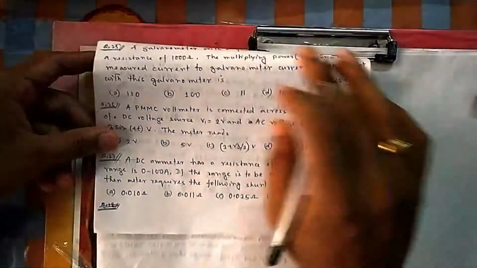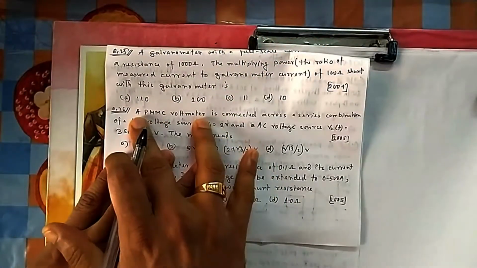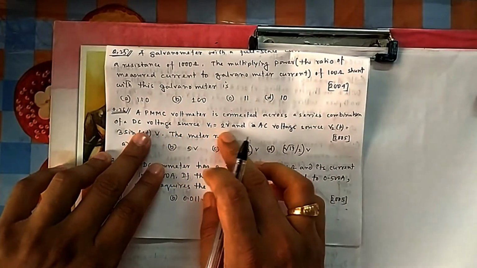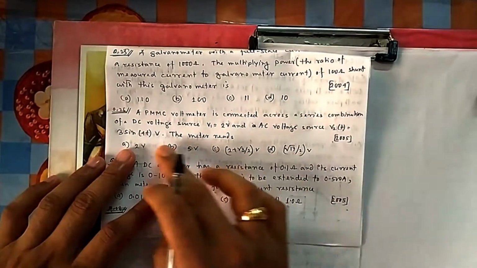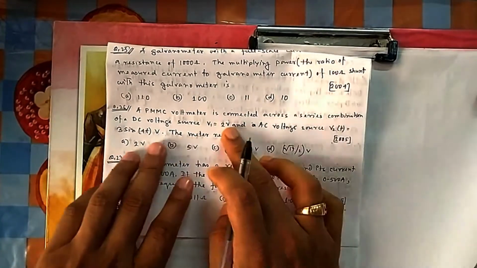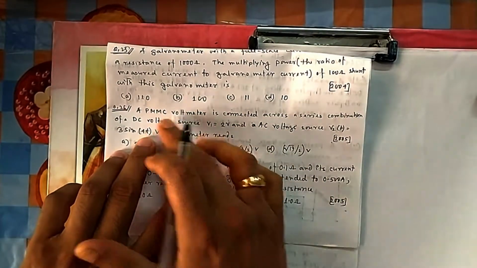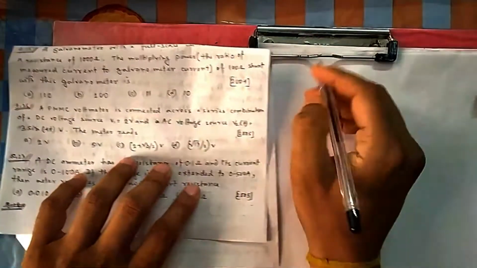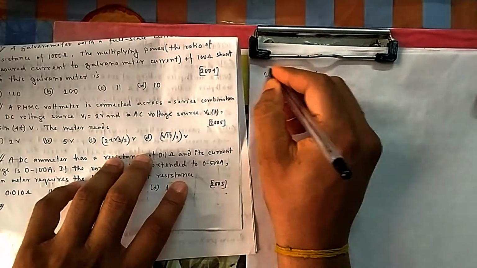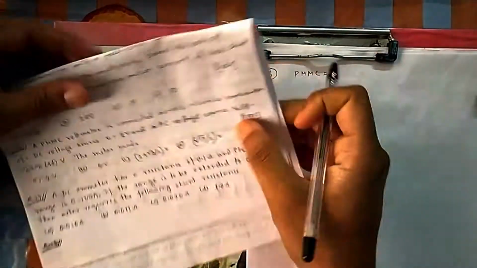Okay, if we start with question number 26, a PMMC voltmeter is connected across a series combination of a DC source 2 volt and an AC source V2 equal to this much. The meter reads... So it is a series combination of this plus this. If you connect a PMMC, what does PMMC do? PMMC gives DC value. DC value means average value. So it will give simple average. It will take simple average of this plus this.